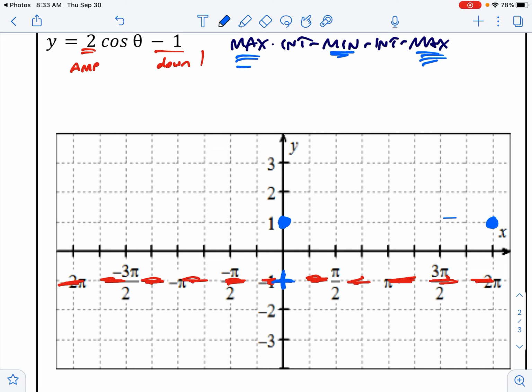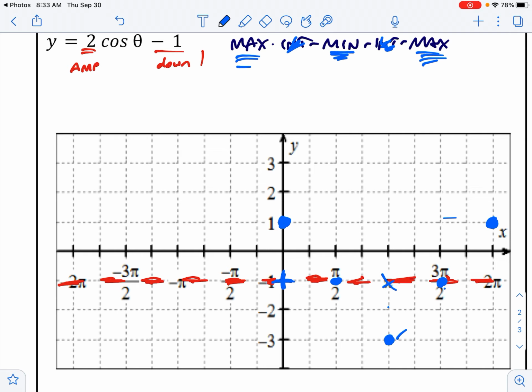Then I go to a minimum. Now, we have to be careful here. There's a tendency to put that on the new x-axis, but remember, it's 2 below that. The minimum has to be below the midline. The midline should cut the graph in half. Halfway between the max and the min is going to be an intercept. That's my next point. And then halfway between these two is going to be an intercept, and that's this point.